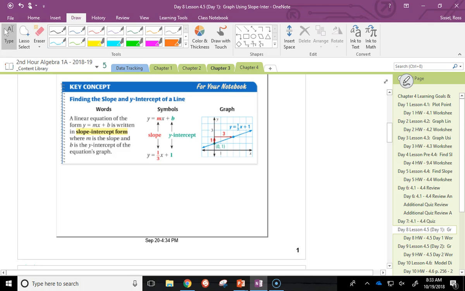But finding the slope and the y-intercept of a line. Once I know the slope and the y-intercept, I can graph a line. It's very, very simple. A linear equation of the form y equals mx plus b is written in slope-intercept form, where m is the slope and b is the y-intercept. So when I look right here, this is what they're talking about.